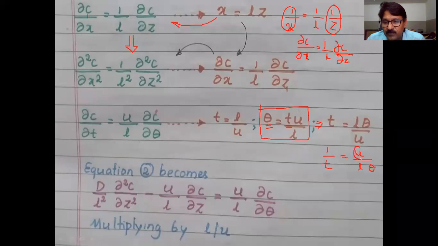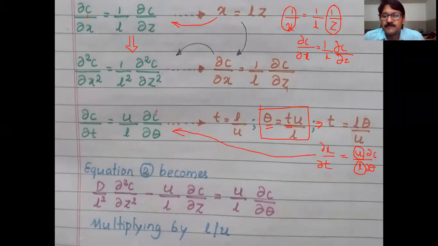Velocity of the flowing fluid will be fixed, and length is also fixed. What is changing? Dou t is changing with respect to dou theta, and dou c is changing with respect to time. So you can see the same equation. You get the same equation.